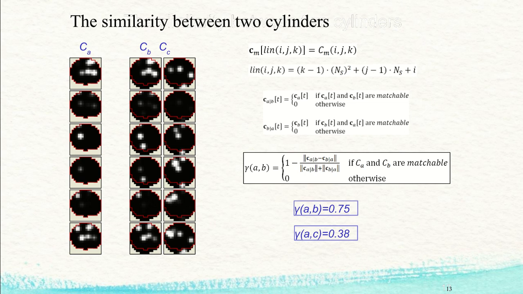Now for this particular question, we have got gamma of A comma B equal to 0.75, which I should say means they are matched, and gamma of A comma C is equal to 0.38, which is lower than what we need to reach a decision that they are similar. Now we have calculated the similarity between two cylinders. In the next lecture, we will be discussing the different types of similarity, and how we are going to reduce the time complexity using the bitwise method. Thank you.